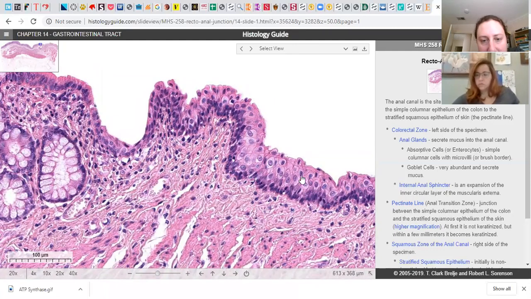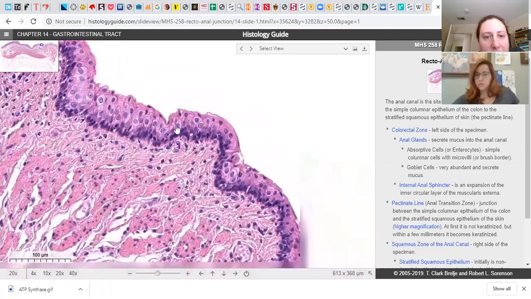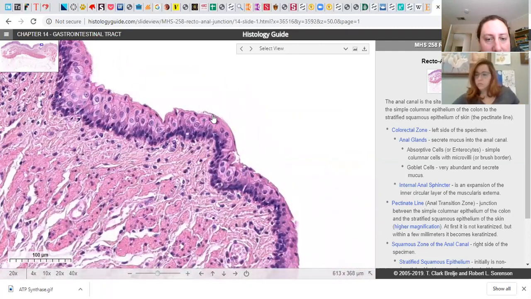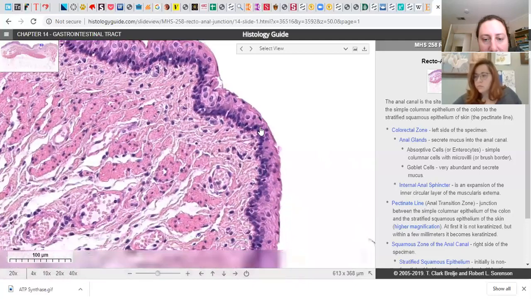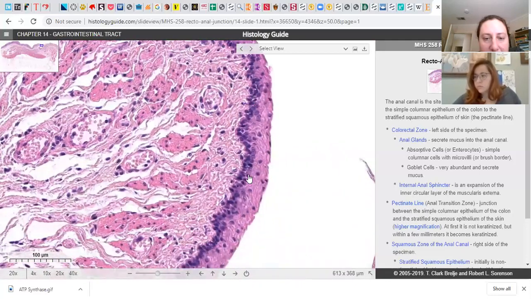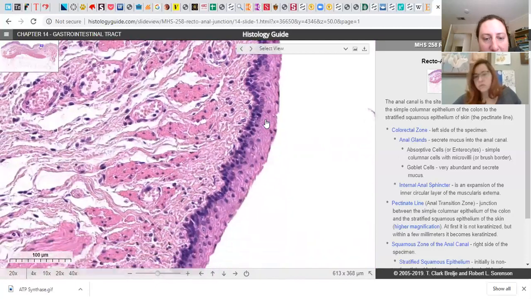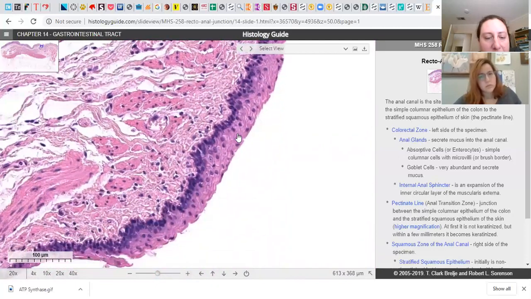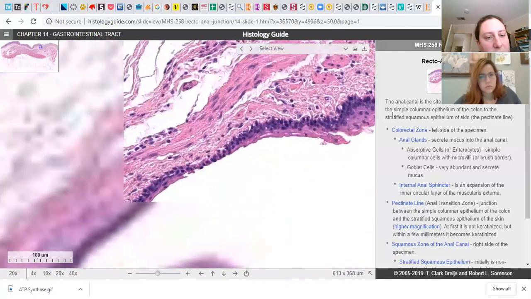And they're kind of goofy looking cells. And if we go just a little bit over, now we can start to see, okay, there is definitely 1 or 2 layers of squamous cells at the apical surface. And now this is starting to look a bit more like a proper stratified squamous epithelium. This is non-keratinized because I can see nuclei on the surface.